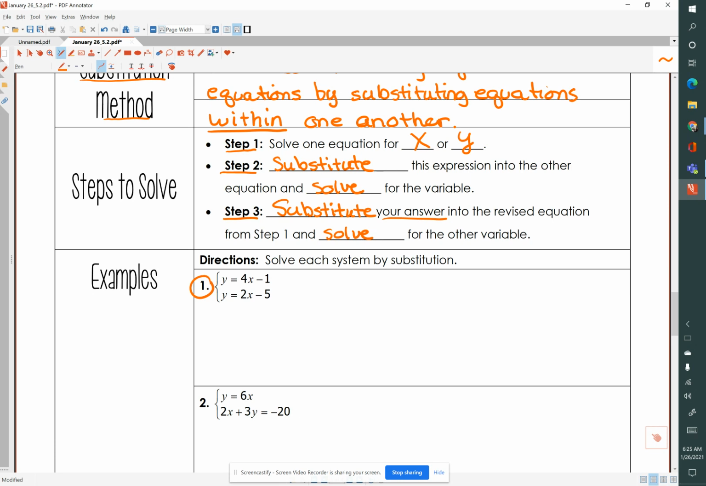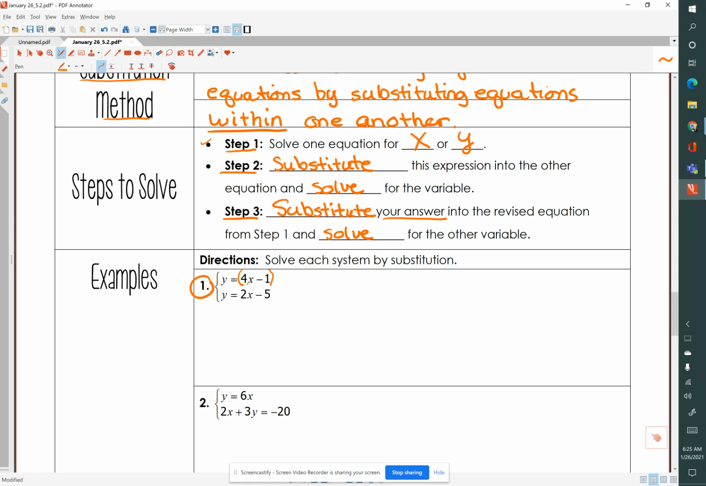We see that both of those equations are in slope-intercept form, and they are both solved for y. So step 1 has already been completed for us. They're both solved for y, so we'll leave it at that. So we're going to take this expression of y, 4x minus 1, and in step 2, we're going to substitute 4x minus 1 into the other equation for y.